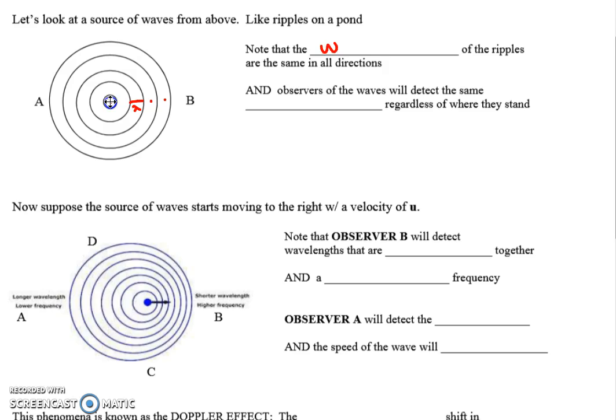With a non-moving source, you will notice that the wavelength of the ripples is the same in all directions. The waves rarely, it's very difficult to propagate in one particular direction. If this is the surface of water, it would propagate in 2 dimensions. If this was sound, it would propagate in 3 dimensions as a sphere. But regardless, you would have equal wavelengths.